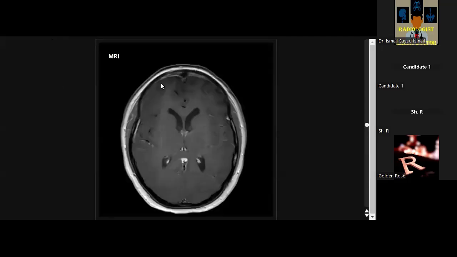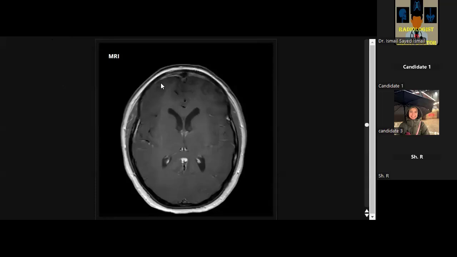Another lesion for candidate 3. Okay, this is an adult patient. If requested, remote control. I accept it.